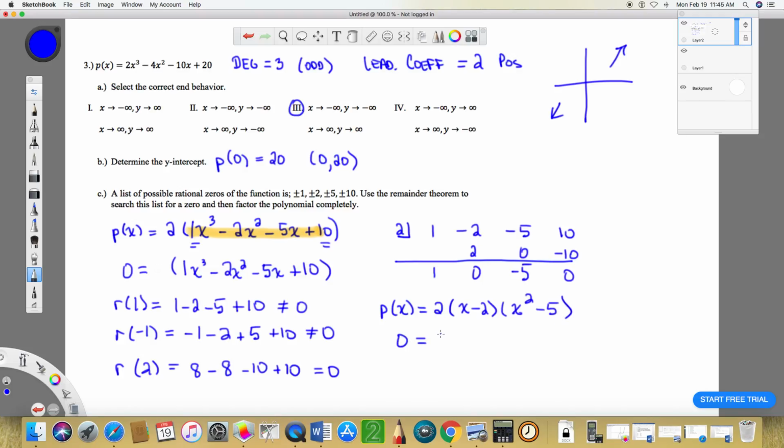We already said that 2 didn't come into play at all with getting this product to be 0, so either x equals 2, or if x squared is equal to 5, then that means that x is equal to plus or minus the square root of 5.